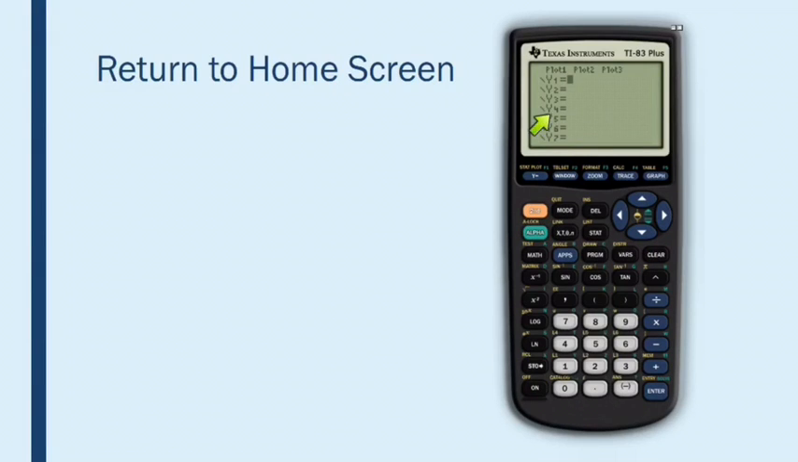So the way to get out of this menu is to use the quit function. Now again, notice that all of the second functions on my calculator are in yellow, and your calculator might be a different color, but you should see the word quit above the mode button. So if you will hit your second button and then the mode button, that will quit you out of that menu and get you back to the home screen. And that always works. No matter what menu you accidentally get into, if you press second quit, you can always get back to the home screen.